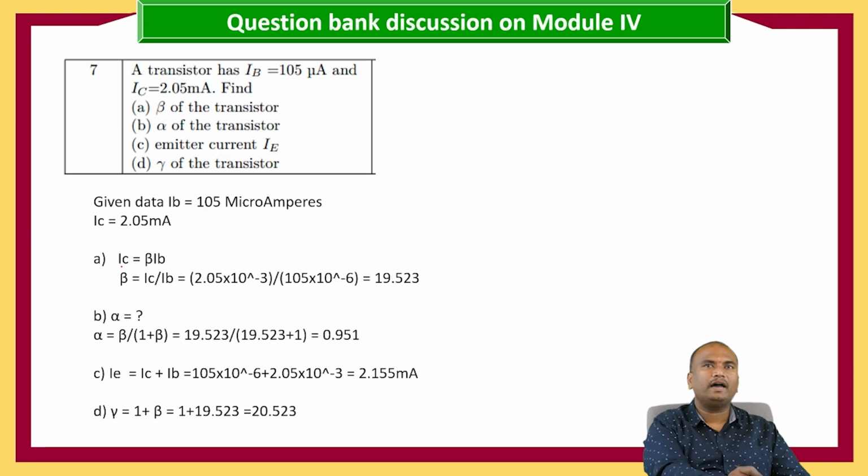Here IC is equal to beta into IB, where beta is the ratio of collector current to the base current, which is equal to 2.05 into 10 to the power of minus 3 divided by 105 into 10 to the power of minus 6, which is equal to 19.523. This is the beta value.